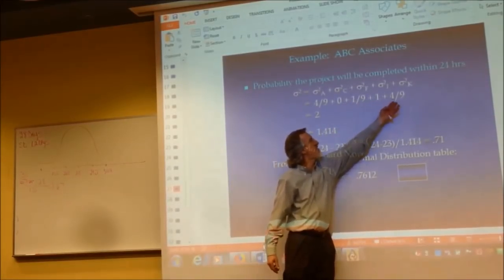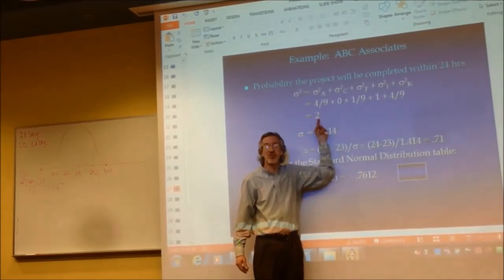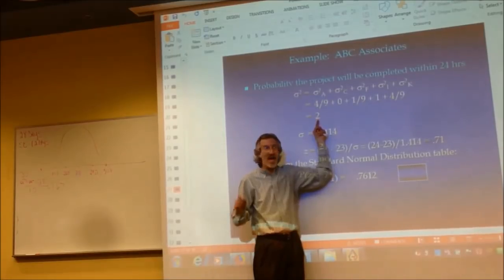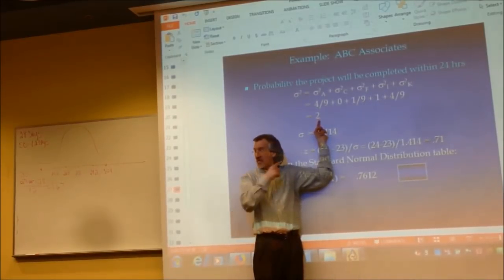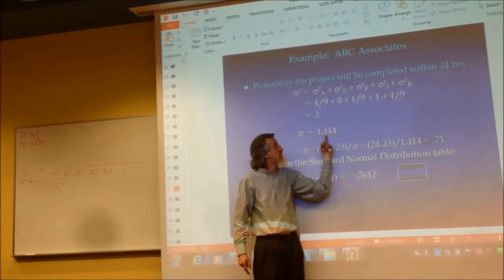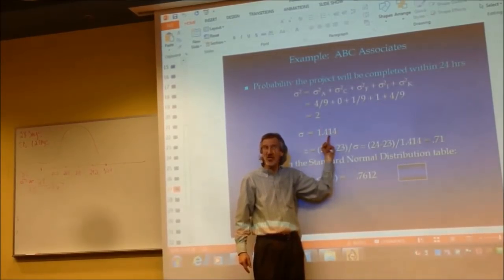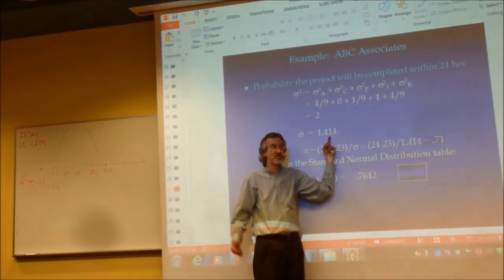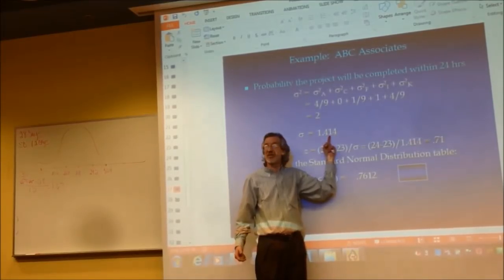1/9, 1, 4/9, add them together. There's your project variance right there. Adding the variances of your critical path is what gets you to this. Now square root it. Square root it, you just found your standard deviation of the project. What was the expected completion time? I forgot.